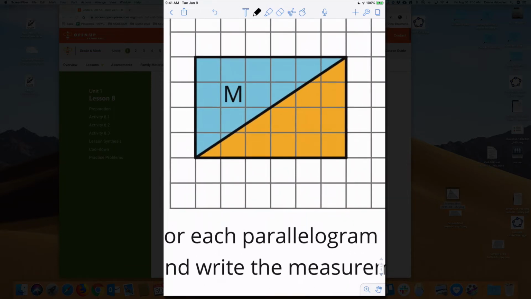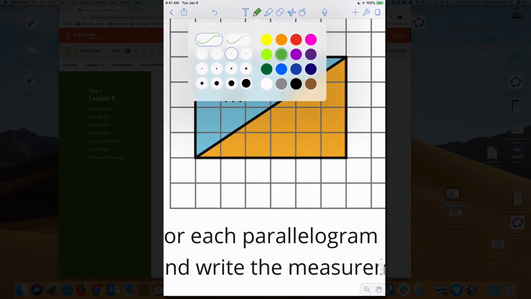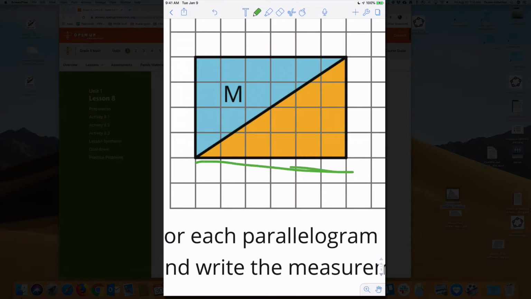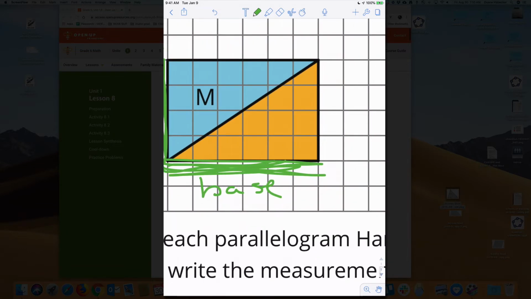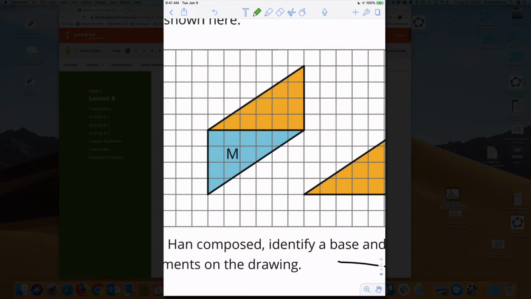Well, the base is pretty straightforward. Right here is the base. Right there is the base. And right here is the height, because it's got to be that perpendicular line, right? So that one's pretty straightforward. But what about this one?